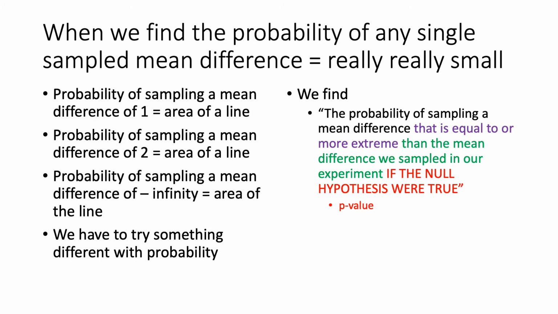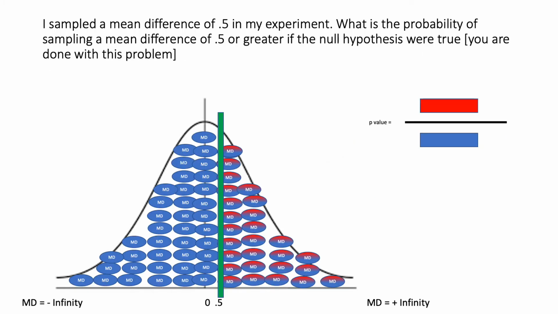So let me show you how we find p-values. I sampled a mean difference of 0.5 in my experiment. The question is, what is the p-value of sampling a mean difference of 0.5? Well, let's translate that. What is the probability of sampling a mean difference of 0.5 or more extreme? For this problem, I'm interpreting more extreme as greater than, right? Greater than 0.5 if the null hypothesis were true. So essentially, now, the probability includes all the mean differences that are exactly at 0.5 and all the mean differences that are greater than 0.5.